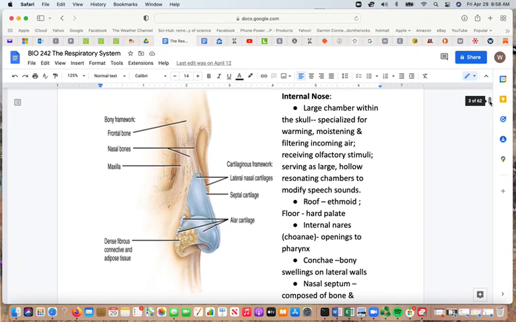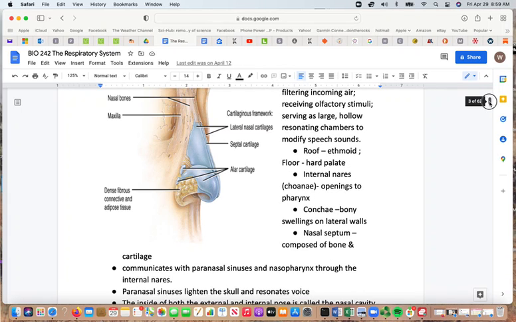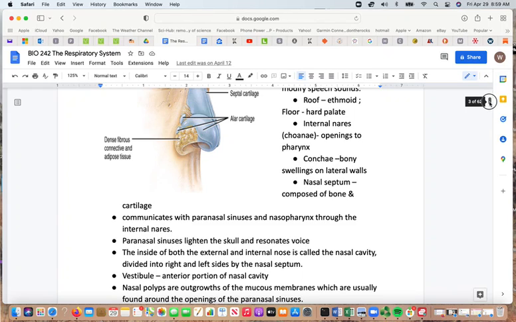So the roof is made up by the ethmoid bone, the floor, the hard palate. The internal nares are going to be where you have the choanae. They're openings to the pharynx. And then the conchae are the bony swellings on the lateral walls. It is divided into right and left parts with the nasal septum that's made up of bone and cartilage. It will communicate with the paranasal sinuses and the nasopharynx through those internal nares.